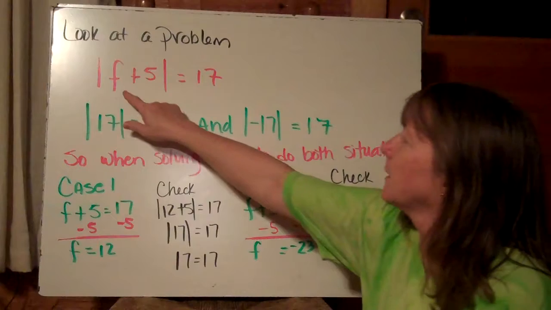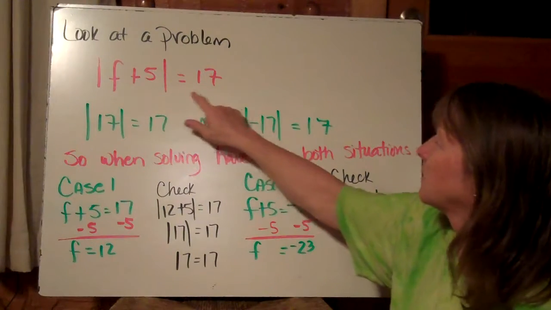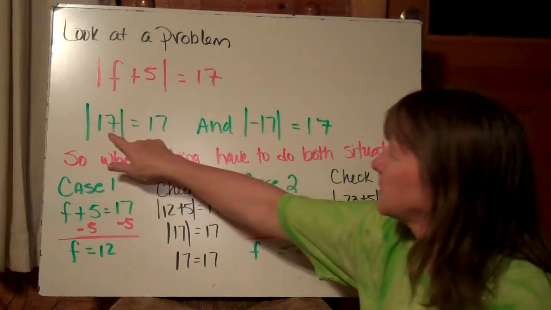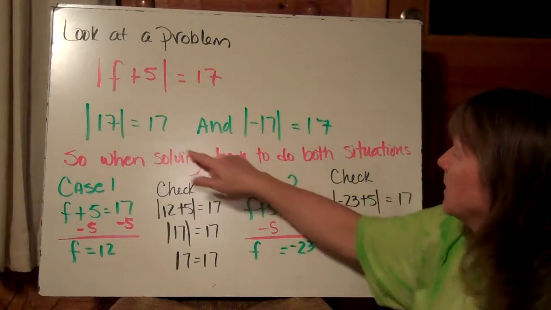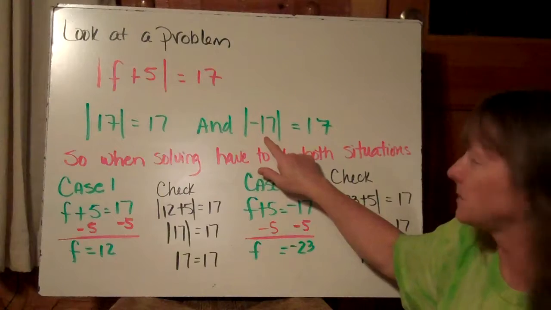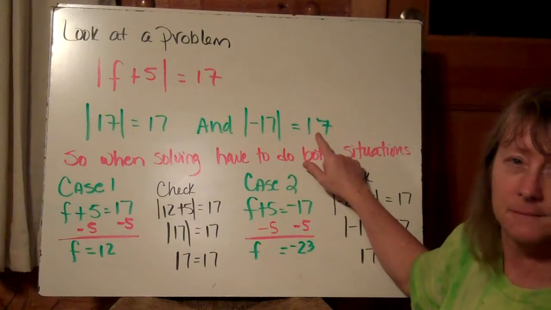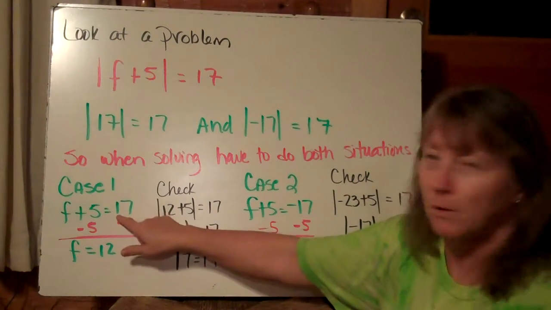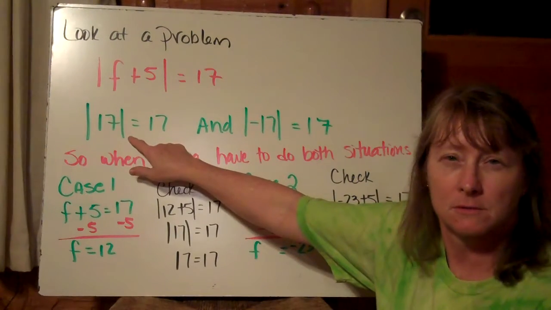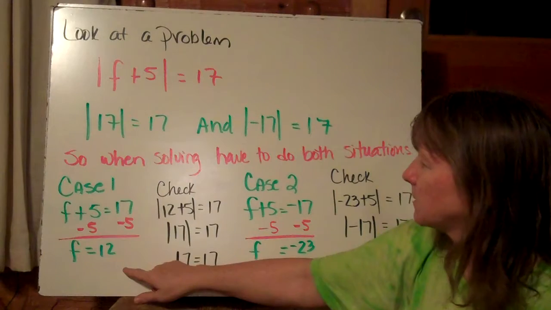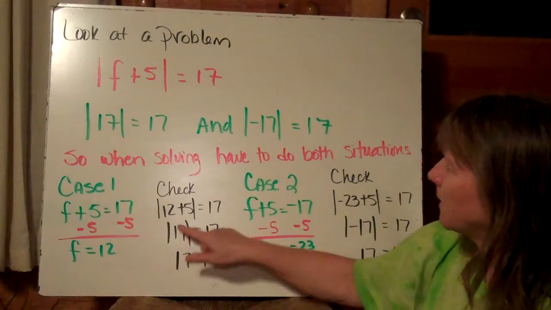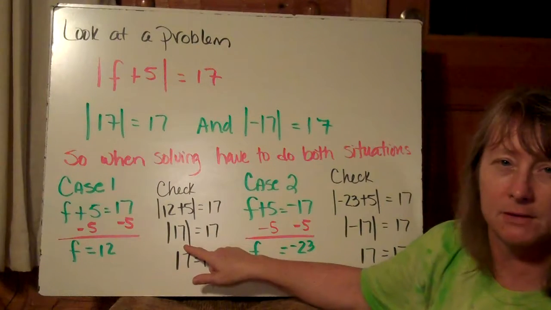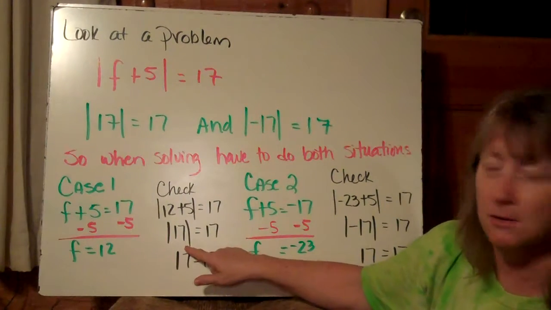We have the absolute value of f plus 5 equals 17. Well, if this is 17, the absolute value of 17 equals 17, but the absolute value of -17 is also 17. So you have to set it up both ways. Case 1, what if it equals 17, which is this one? Solve it out. We get f equals 12. If I plug it back into this original equation, you see I get 17 inside the absolute value symbols, which is true.